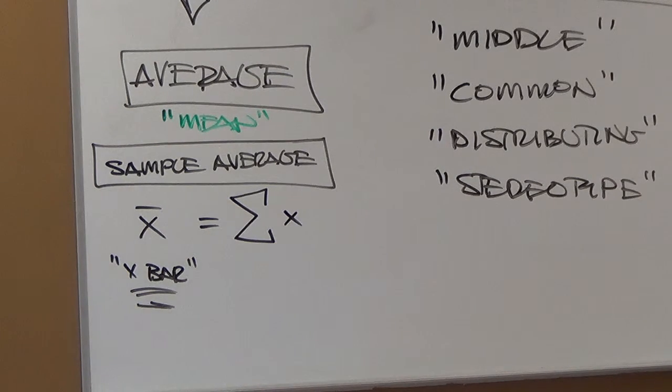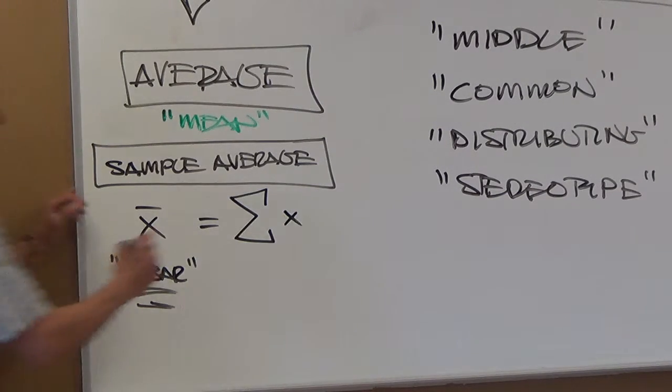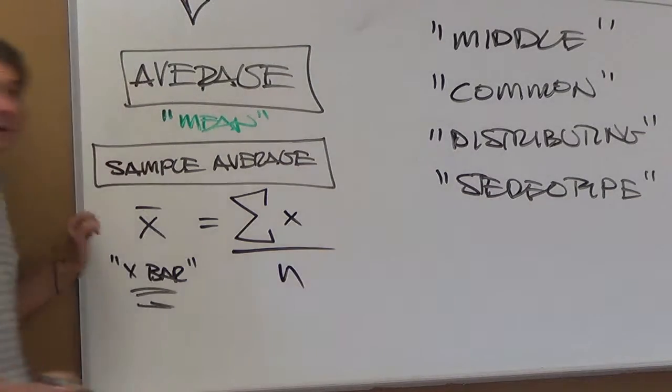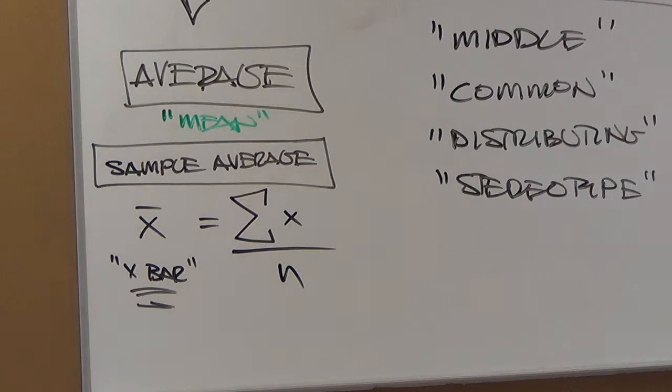34 data values altogether we have to be adding up in this computation. And then we would divide by how many there are, and usually the letter we use in statistics is N. N for how many? For the number of data points. So summation of X divided by N. Sum X over N.